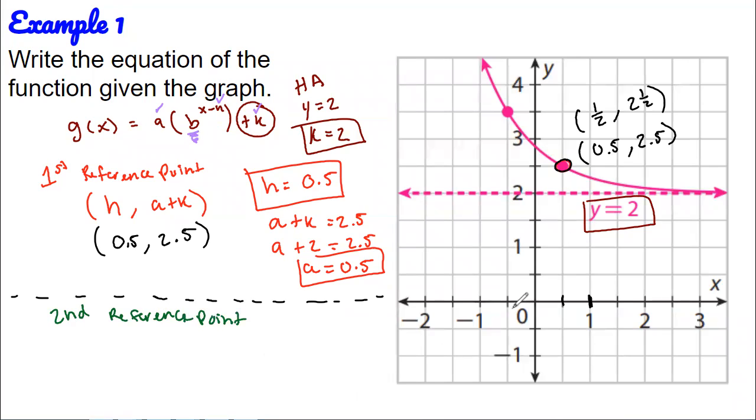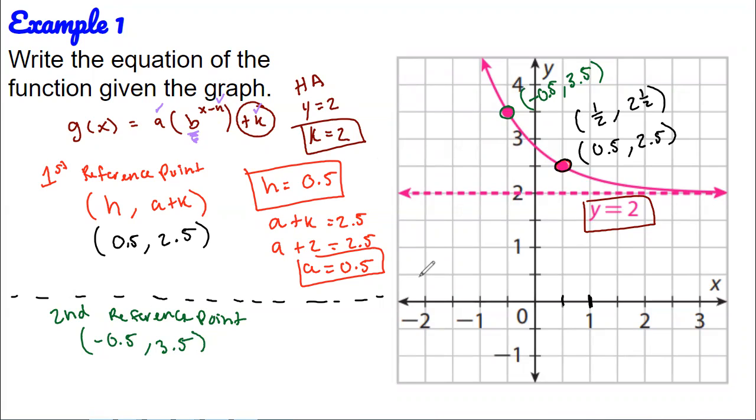Perfect. Now my second reference point is located on my graph. It's right here. What is the coordinate of that point? So -1/2 or -0.5 and 3.5, positive 3.5. Okay, so let me write it out. This time it is -0.5 and 3.5. Okay, perfect.